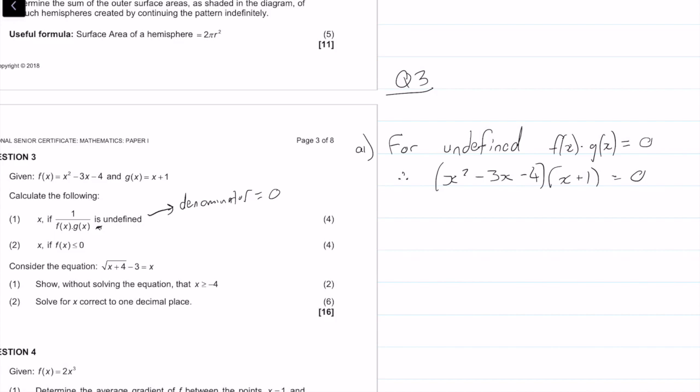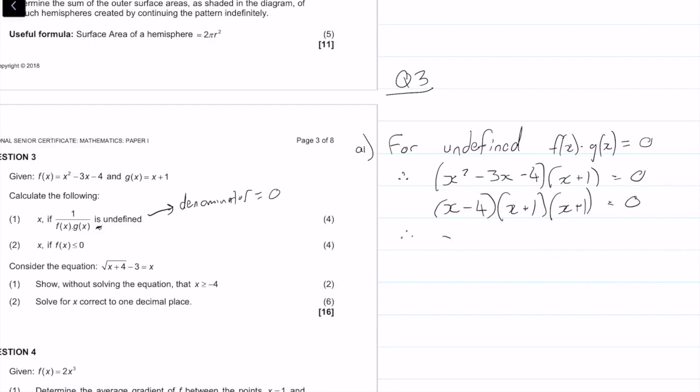Okay, so we can try factorize this a bit more. So what's going to work here? That's going to be x minus 4, because we want to get that minus 4, and x plus 1 to get that minus 3. Quick check: x times x is x squared, minus 4x plus x is minus 3x, and minus 4 times 1 is minus 4. Okay, so we have that correct, times x plus 1 must equal 0.